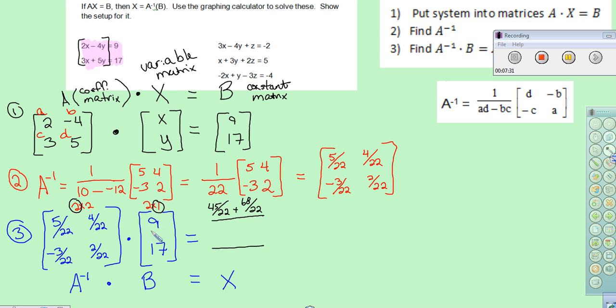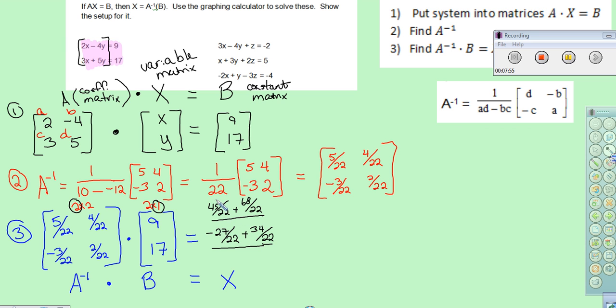Alright, let's do the second row with the first column. So I get negative 3 times positive 9. That's negative 27 over 22, plus I get positive 2 times 17, and that's going to be 34 over 22.